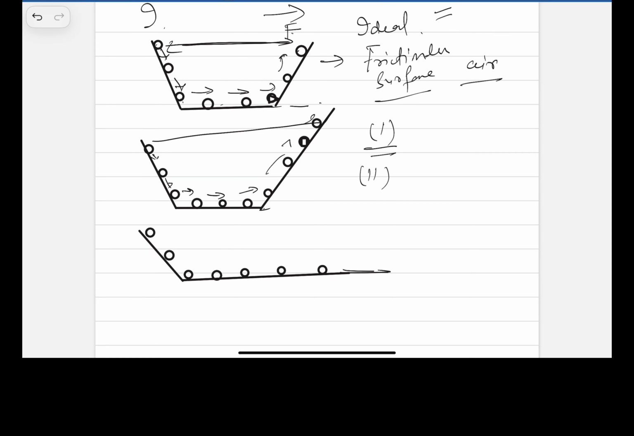Again, he removed the slope and made it horizontal, so the ball starts moving on an infinite horizontal surface. So this is the kind of experiment he did. From the experiment he concluded that the state of rest and the state of motion with constant velocity are equal. In both cases no net force is acting on the body.